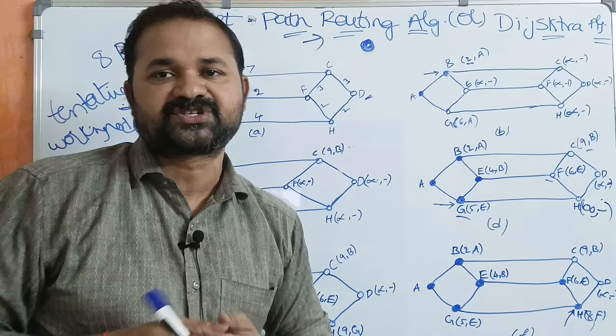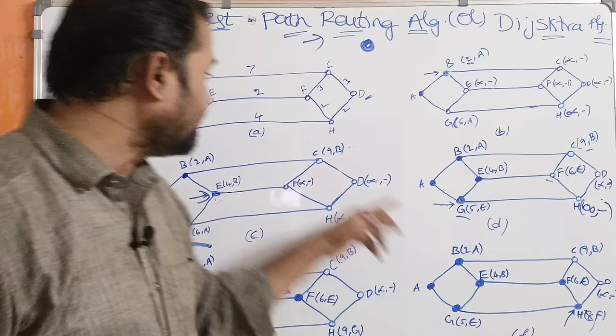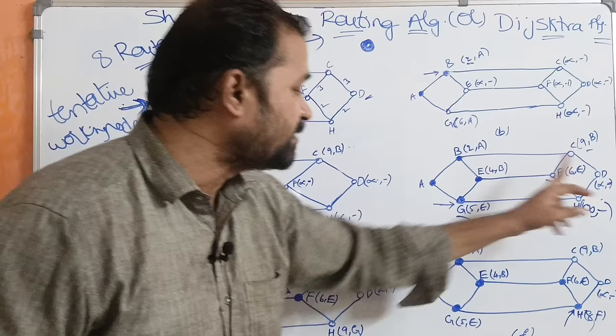So in the next step, we have to explore G. So what are the neighboring nodes of G? We have only one neighboring node, that is H. So what is the path length here? From G to H, the path length is 4. So 5 plus 4 means 9. So infinity comma minus is updated with 9 comma G.